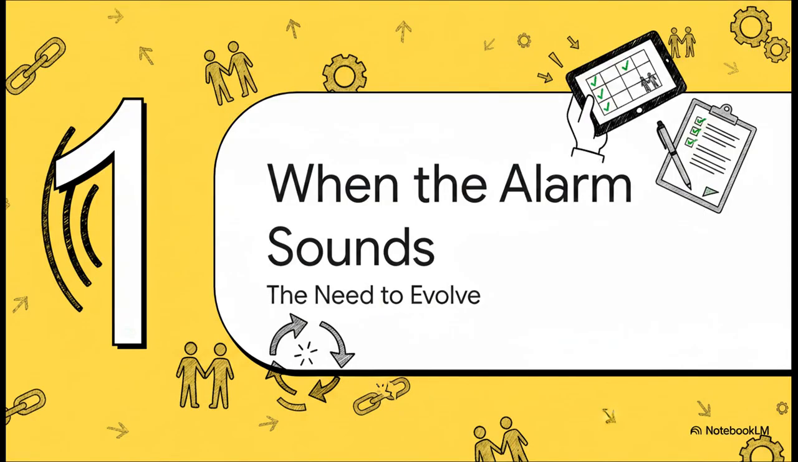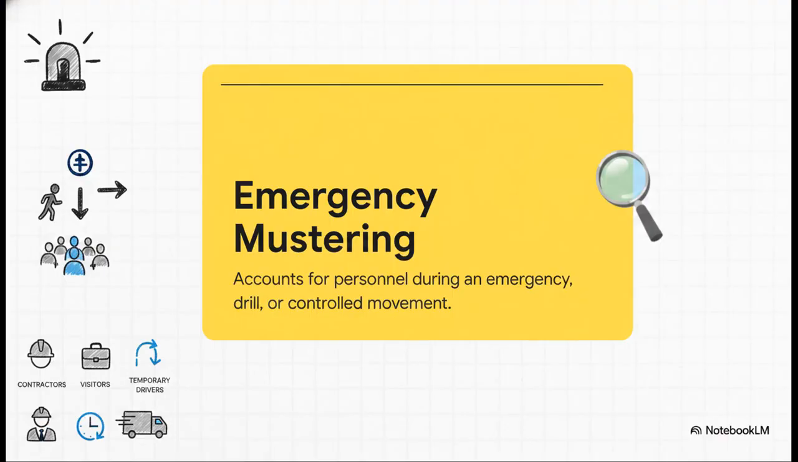Okay, Section 1, when the alarm sounds. The need to evolve. So to start off, let's just ground ourselves with a clear definition. An emergency mustering system is basically a workplace safety system that accounts for personnel during an emergency, a drill, or any controlled movement. But here's the absolutely vital thing to remember.